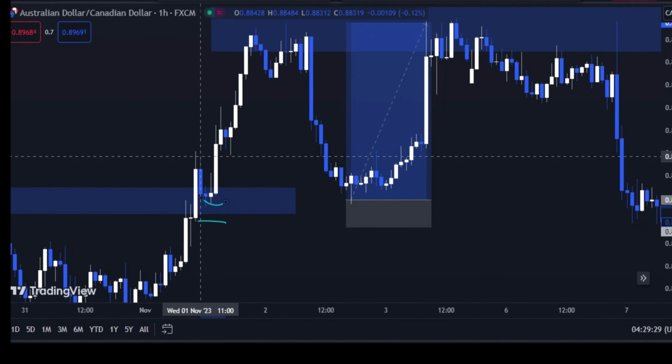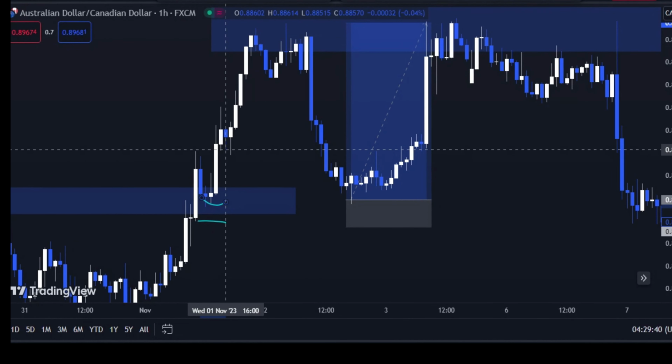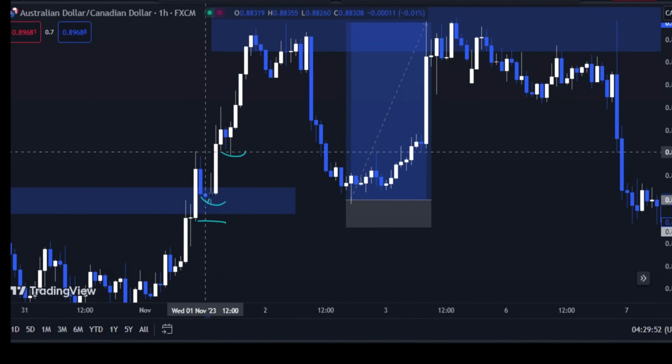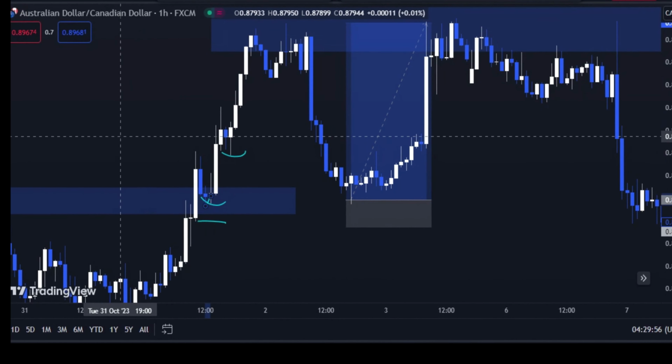But if you move up right above here, you can see this candle here was the highest candle within this range. And what price did here is price wicked below this candle, taking out the candle's low and finally breaking it up. So this will be a valid pullback here. This is not a valid pullback. I hope you get the point.